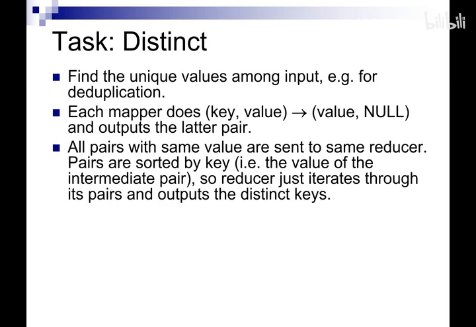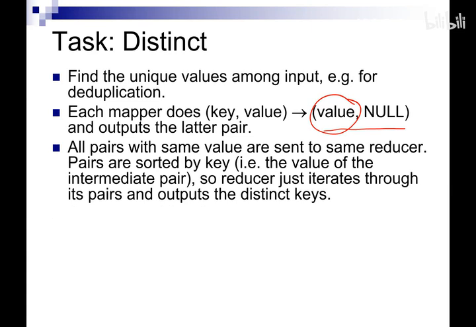Okay, and now in the shuffle stage, all of these things with the same value are going to get grouped together, and then they're going to get sent to the same reducer. Because during the shuffle stage, everything is grouped by the key. Here the value is the key, so therefore all the things with the same value get grouped together, and then they get sent to the same reducer.